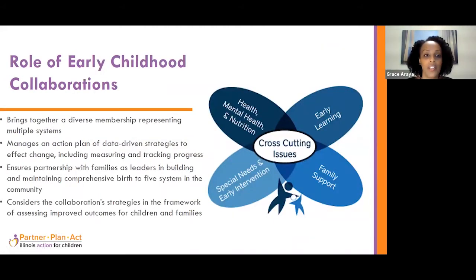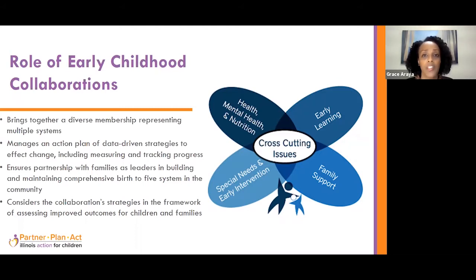And so I want to talk just a bit about the role of early childhood collaborations. One of their main roles is to bring together a diverse membership representing multiple systems that serve young children and families. As you can see from the image there, it's really this cross-system partnership that includes health, mental health, early care and education, and other service systems that are involved in that. They also manage an action plan of data-driven strategies and activities to affect change, as well as how you measure and track that progress.